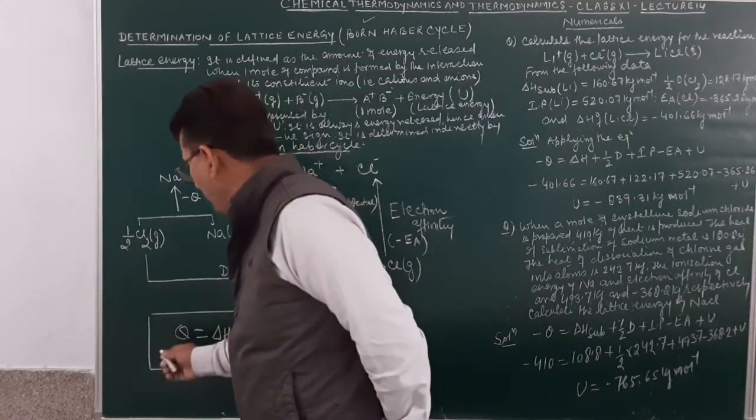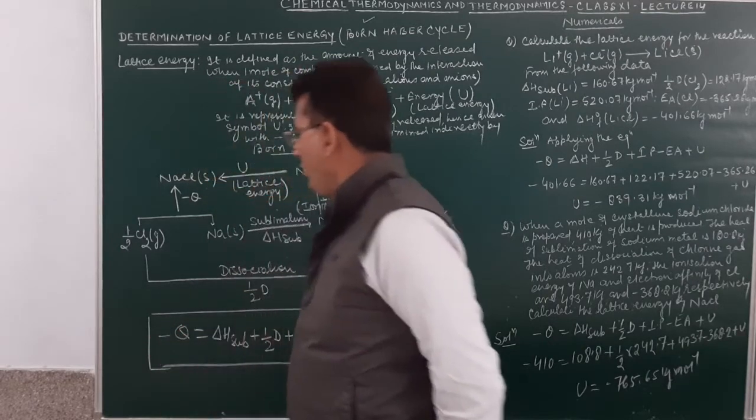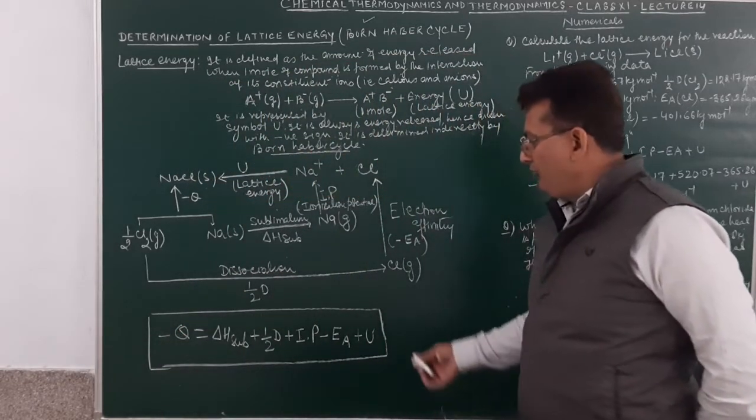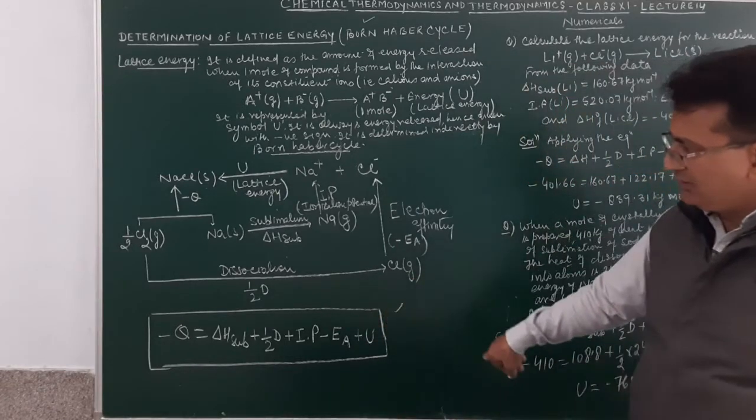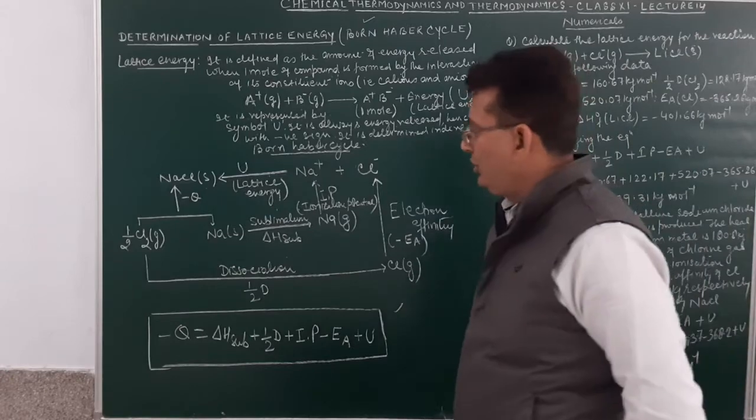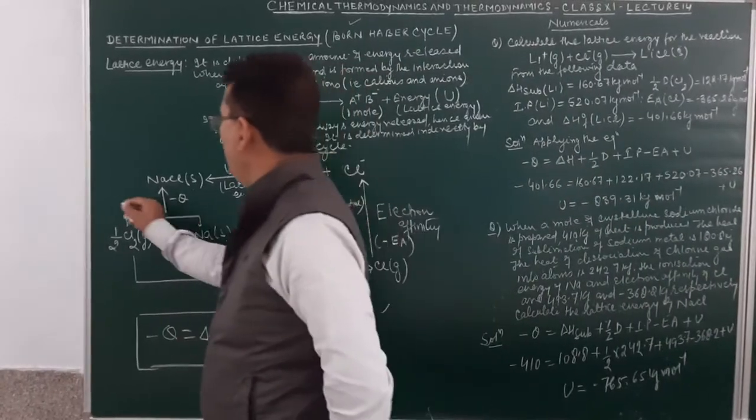So this is how the numerical problem works. If all the data are given for the calculation of lattice energy, we will use this relation. So the heat of reaction, Q over here, is what? The heat of a reaction.